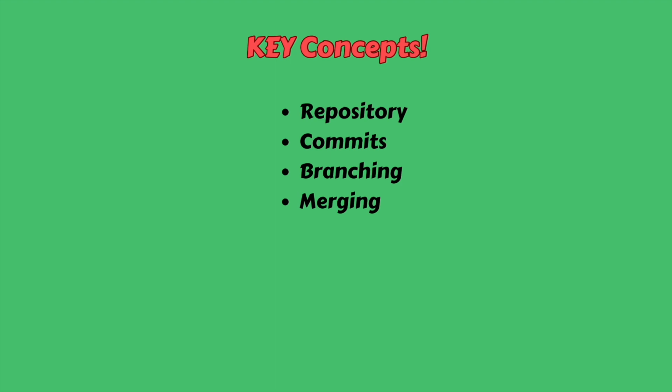Branching. Git allows the creation of branches, which are independent lines of development. Branches enable developers to work on their separate features or bug fixes without interfering with the main codebase. Merging. Merging is the process of integrating changes from one branch to another. Git provides various merging strategies to help handle conflicts and combine code changes seamlessly.